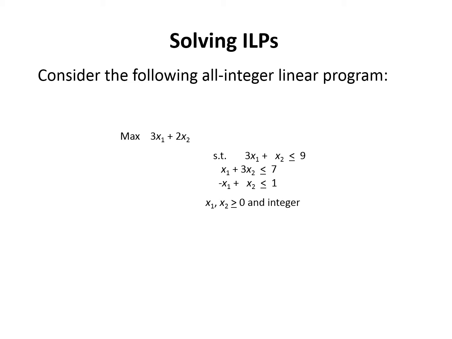Consider the following integer linear program. Very simple: two decision variables, an objective function, and three constraints. However, both decision variables are non-negative and integers.